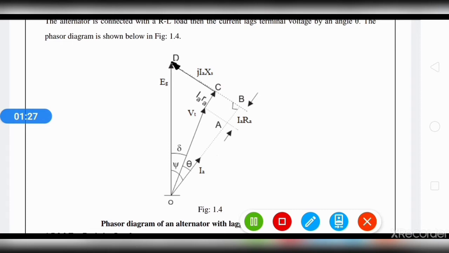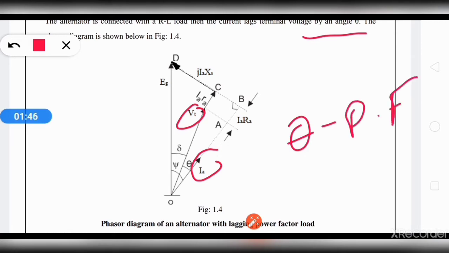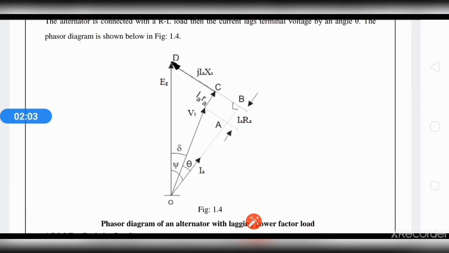As the load is lagging power factor, the current is lagging the terminal voltage by the angle theta, where theta is the power factor angle, and we can easily observe from this that the current is lagging the voltage. If we move anti-clockwise, the terminal voltage is ahead of the armature current by angle theta. This shows that the generator is connected to a lagging power factor load.